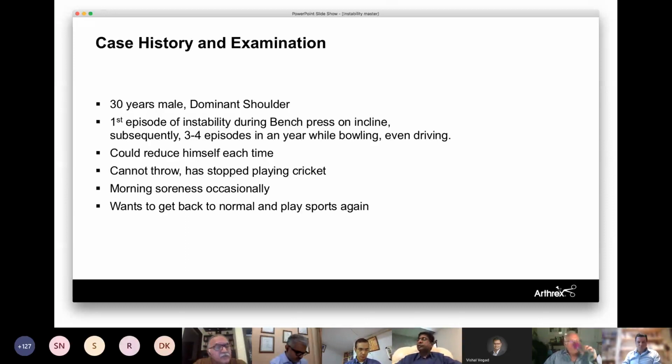This was a 30-year-old male with his dominant right shoulder involved. He had his first episode of instability during incline bench press, which is usually the cause for both anterior and posterior instability. Subsequently, he developed 3 to 4 episodes of instability in 1 year. He used to play cricket. While bowling, he developed the instability. While driving, he developed the instability. Each time he could reduce it himself, but he cannot throw now and has stopped playing cricket. He does have occasional morning soreness and wants to get back to normal and play sports again.